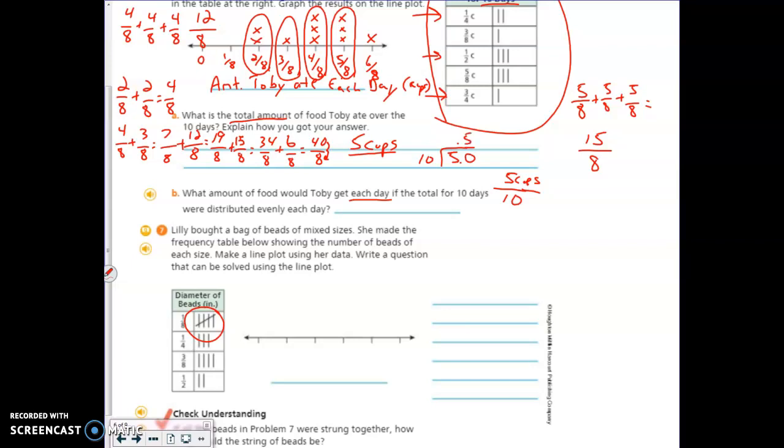We could also do it in fractional form. Remember that this fraction bar also doubles as a division symbol, which is 5 divided by 10, could be simplified down to 1/2 of a cup. So either way, this 0.5 represents a half, and so does the fraction 1/2. So either way we get to it, 1/2 of a cup each day would be the average.